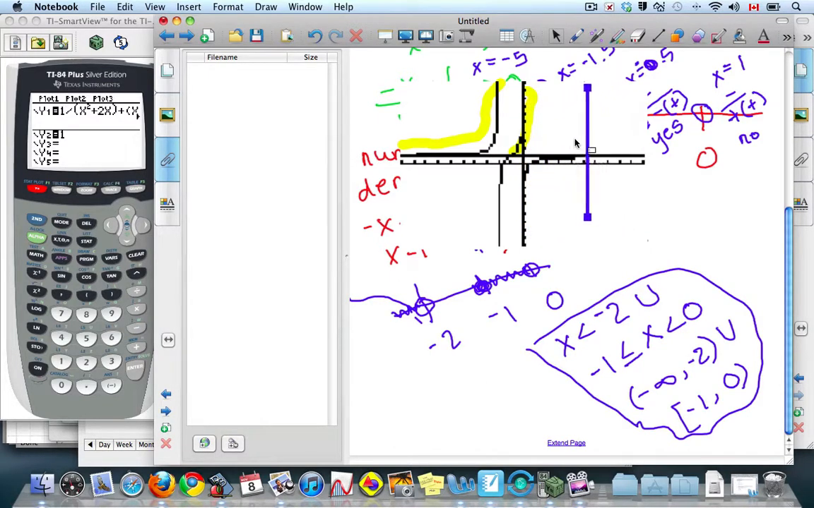So x values represent vertical lines to see what the y values are doing. And it gets tricky getting those two straight. You have to remember your vertical asymptotes where the function is undefined. Right. And so our final solution is x less than -2 union -1 less than or equal to x less than 0. And that is it.